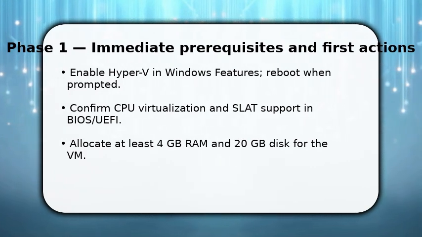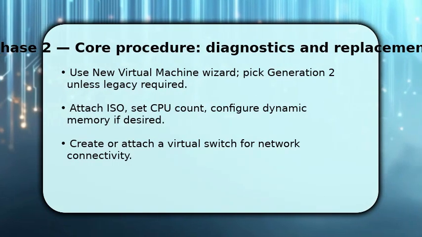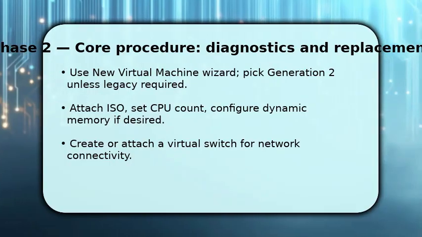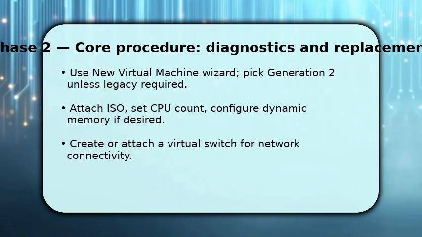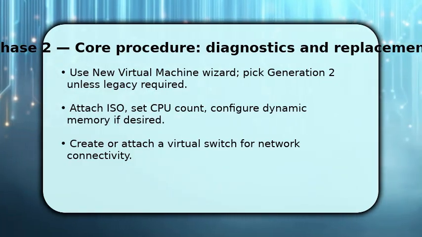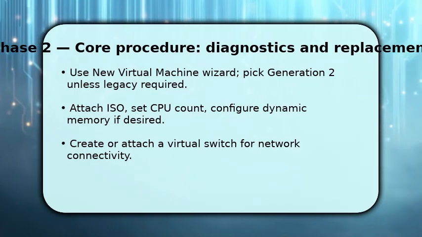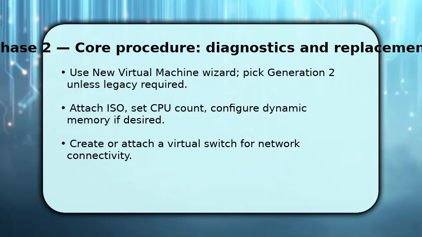You now run the new virtual machine wizard. Choose Generation 2 for modern OS support. Choose Generation 1 only for very old systems. During the wizard, attach your installation ISO, set CPU cores, and enable dynamic memory to let Windows adjust RAM usage.